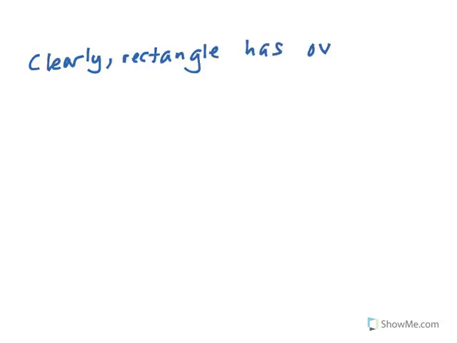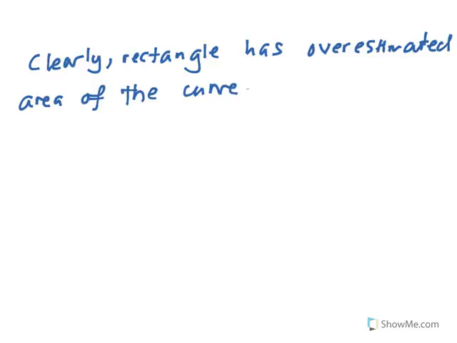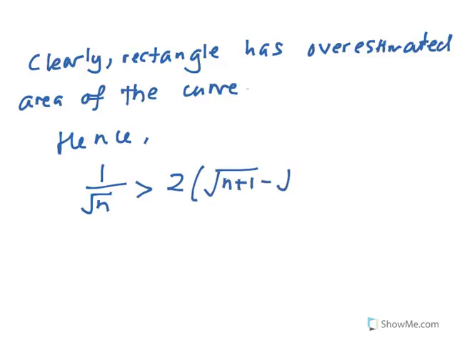Okay, so that's why the next step is to say clearly, the rectangle is above, or we can say it has overestimated the area of the curve. Hence, 1 over root n is greater than 2 times root n plus 1 minus root n. Right, this is for part 3.